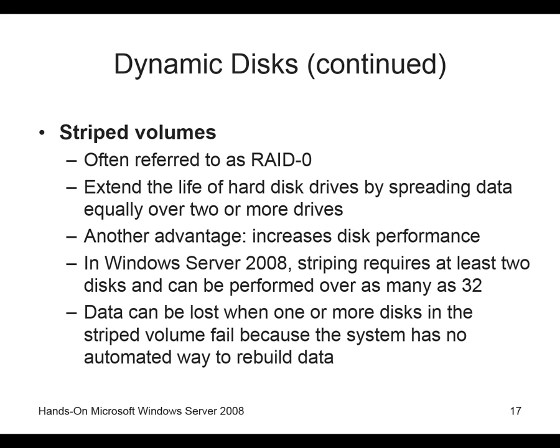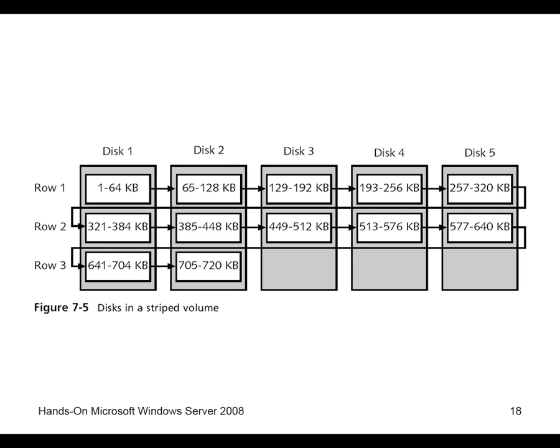Stripe volumes are referred to as RAID 0. You spread data over 2 or more drives. With RAID 0 you actually use 3. So this is how you do it. It makes sense.